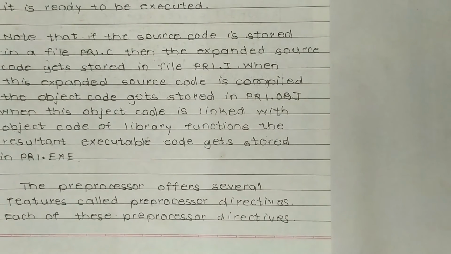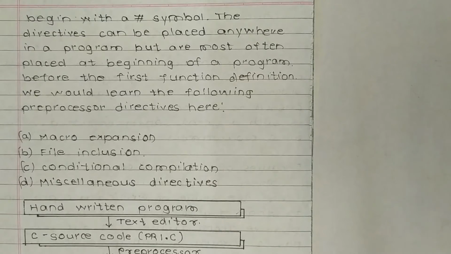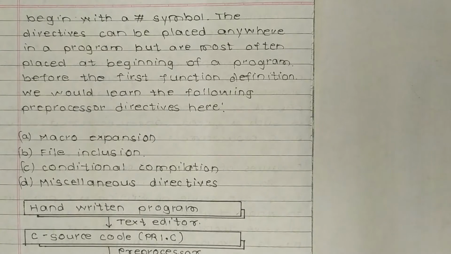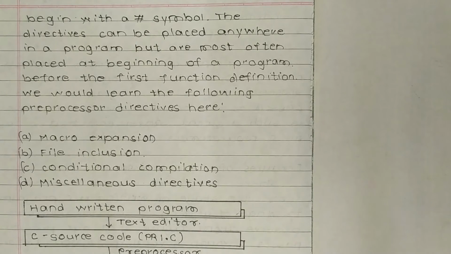The preprocessor offers several features called preprocessor directives. Each of these preprocessor directives begins with a hash symbol. The directives can be placed anywhere in a program but are most often placed at the beginning of a program, before the first function definition. We would learn the following preprocessor directives here: A is macro expansion, B is file inclusion, C is conditional compilation, D is miscellaneous directives.